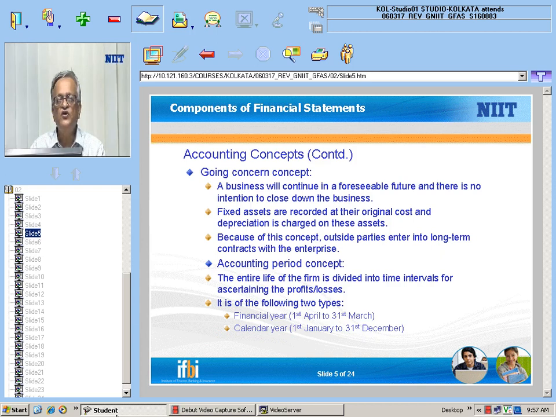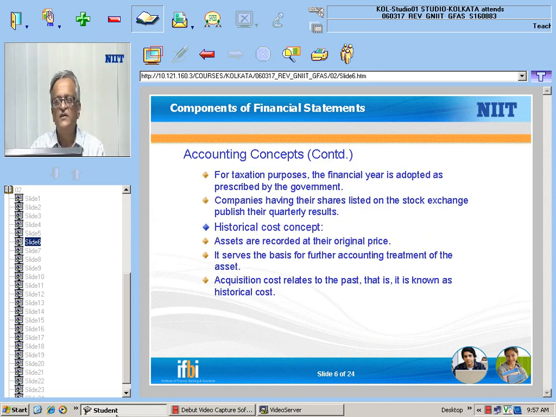Accounting period concept. Next. For taxation purpose, the financial year is adopted as prescribed by the government. Companies that have their shares listed on the stock exchange publish their quarterly results. So this is regarding the financial accounting year concept.